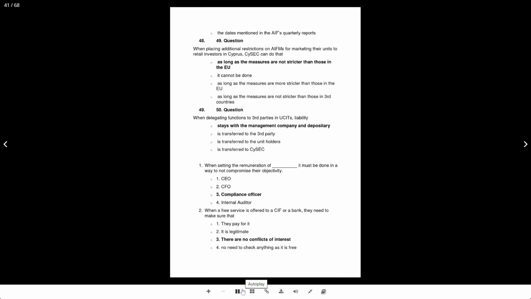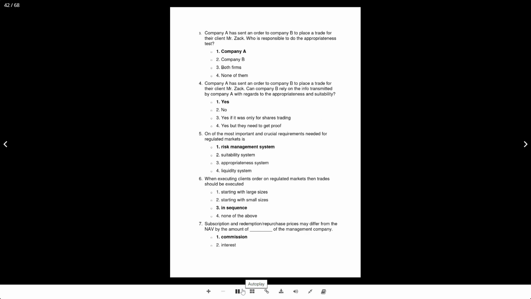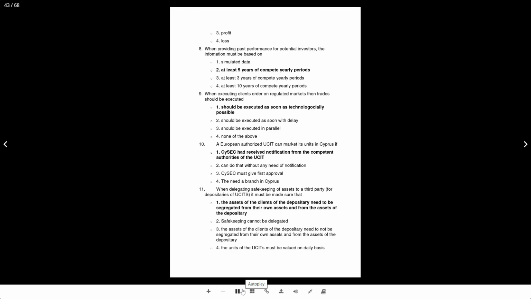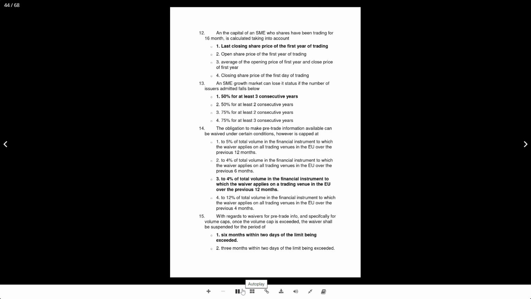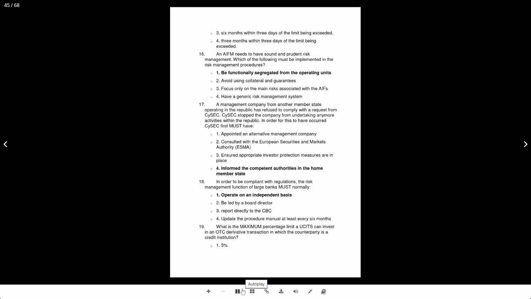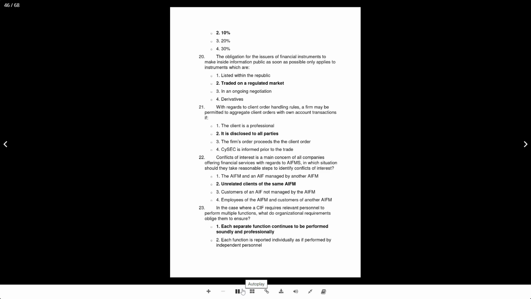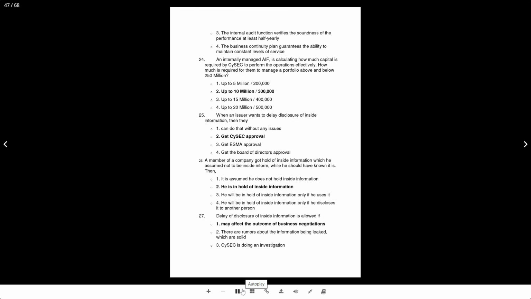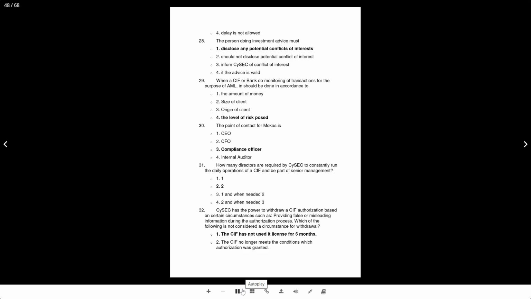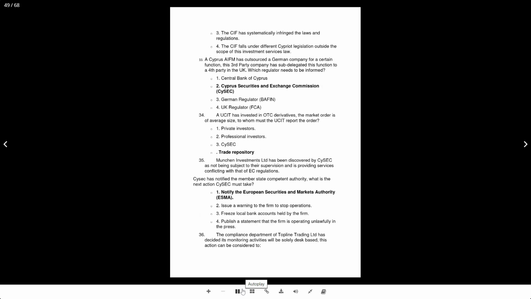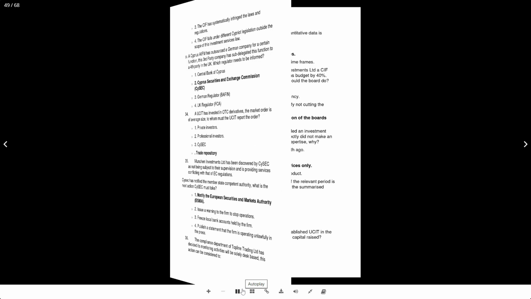Suitability and appropriateness testing. CIFs must assess client knowledge, risk tolerance, and financial situation before providing investment services. Special cases like joint accounts, high-risk products, or automated systems, e.g., portfolio management via copy trading. Periodic updates of suitability information based on client profiles.